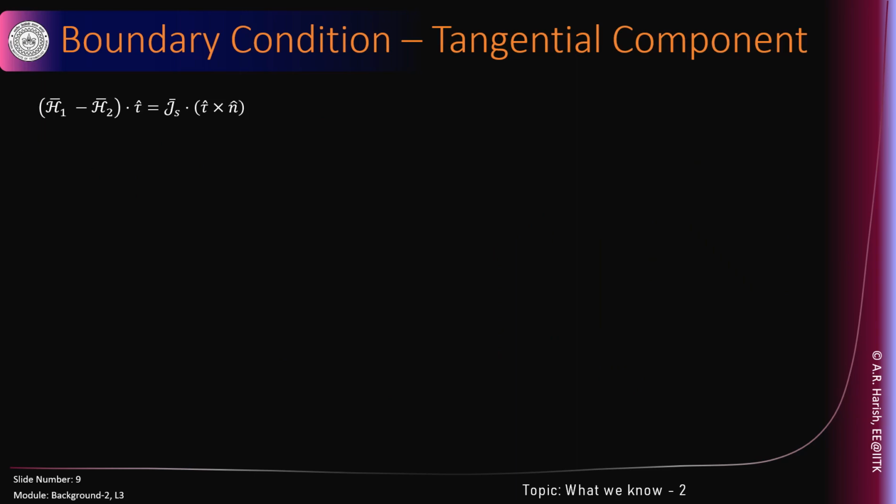Now we go through a series of vector manipulations. This is what we had got in the previous slide, and we start performing certain operations. Let us consider this vector result. A dot B cross C is equal to B dot C cross A. We know this result. Apply this to the right hand side. A is Js bar, B is tau cap, C is N cap. Therefore, the right hand side can be rearranged as tau dot N cap cross Js bar.